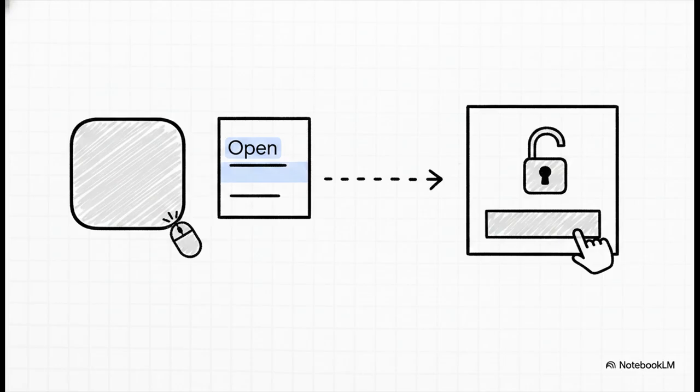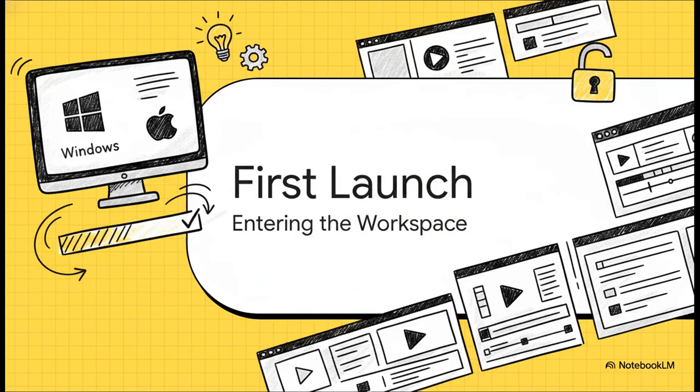To get past it, just right-click the CapCut app icon, select Open from the menu, and then when a new confirmation box pops up, confidently click Open one more time. And you're in.